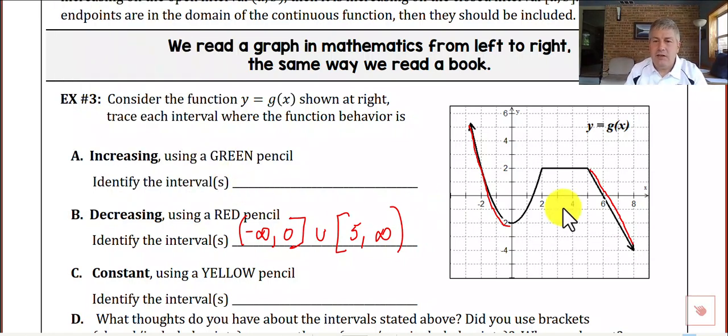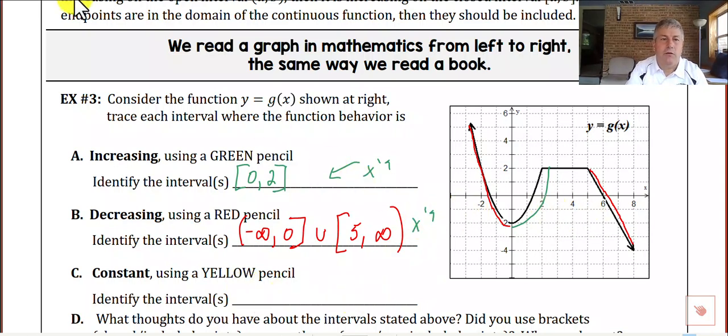Our function is increasing when x goes from 0 to 2 along here. So we'll identify that as the x values from 0 to 2. So that's what these are. These are the x's. We're increasing and decreasing on those x's.